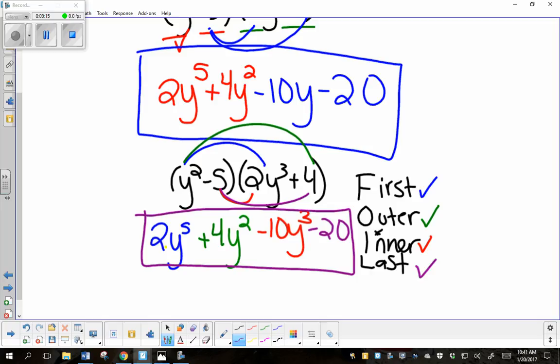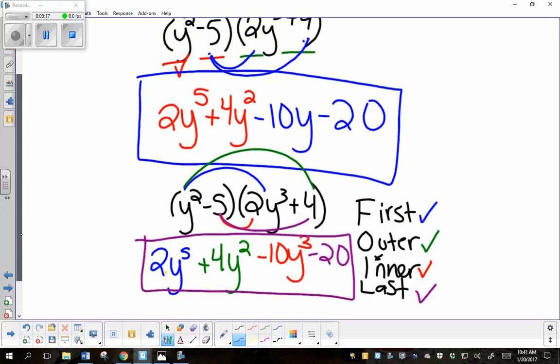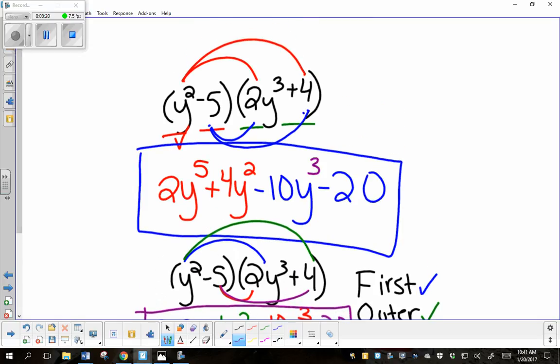Wait, how did I get a different answer there? Oh, on this first one, we should have had 10y to the 3 right there. Whoops, sorry about that.